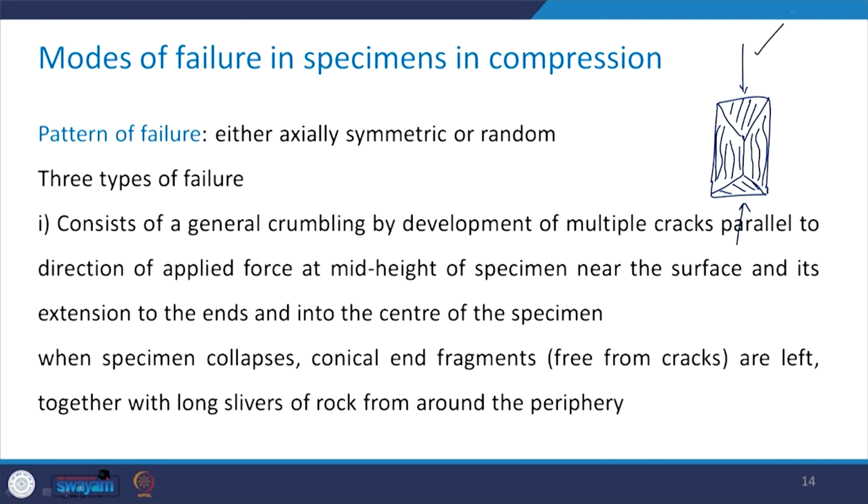in the direction of this applied loading. So, when the specimen collapses, what you will have is these two conical end fragments. These will be free from cracks. Why? We will discuss this in subsequent classes. And then this portion will be all long slivers of the rock all around the periphery.